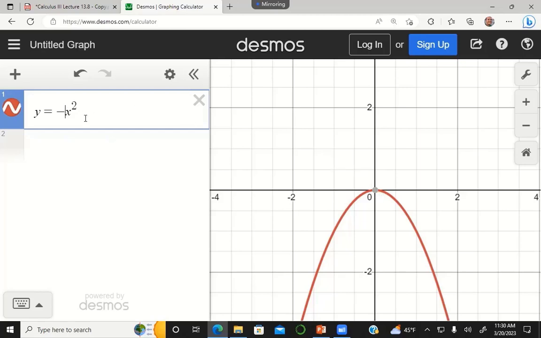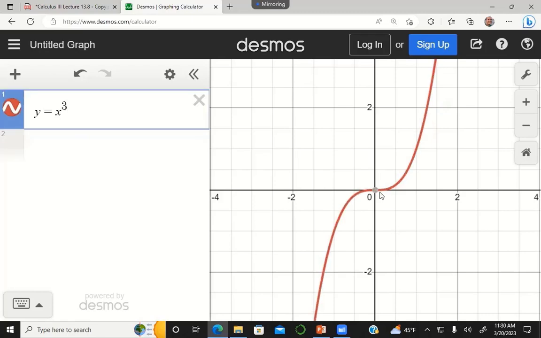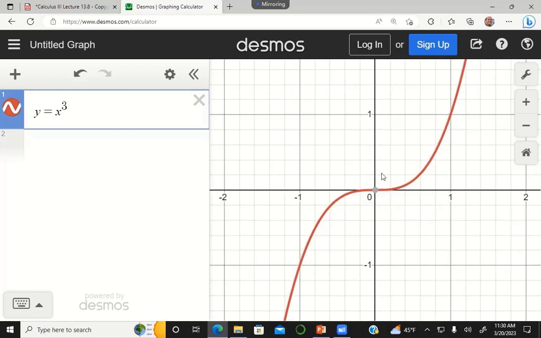If you had, however, something like this, this is a case where the second derivative is 0, and so you have a critical point here, but it's not a relative minimum and it's not a relative maximum, right? This is a critical point where the derivative is 0, but since the second derivative is 0, you don't have a relative minimum or a maximum.